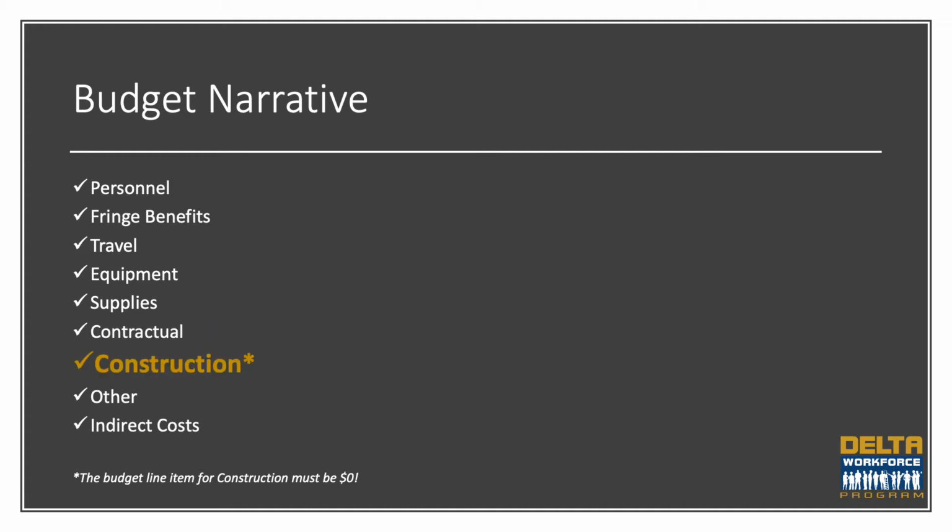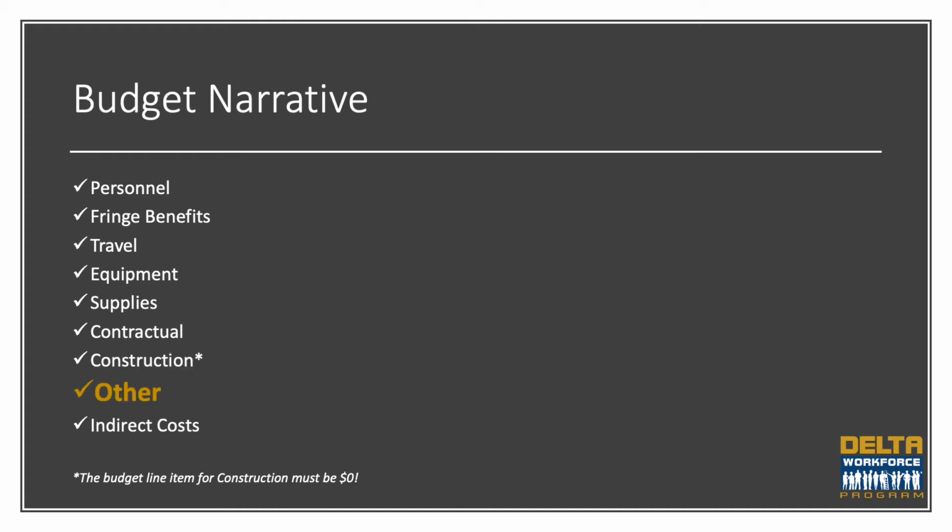For construction, these costs are not allowed, so this line must be left as 0. Minor alterations to adjust an existing space for grant activities, such as classroom alteration, may be allowable. DOL does not consider this construction, so applicants must show the cost on other appropriate lines, such as contractual.